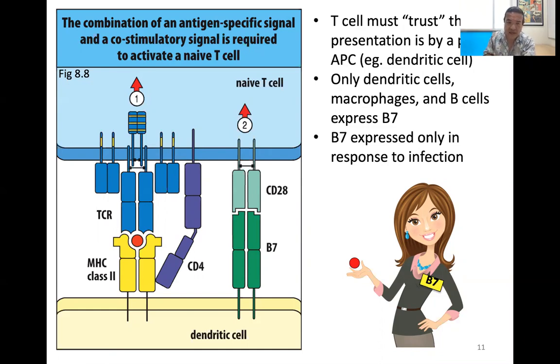but this naive T cell needs some confirmation that this red dot that's being shown to it is being presented to it by a trustworthy source. So in this case, this dendritic cell, because there is an infection going on, is receiving different types of cytokine messages that encourage the dendritic cell to express this B7 protein, this dark green protein on its surface.